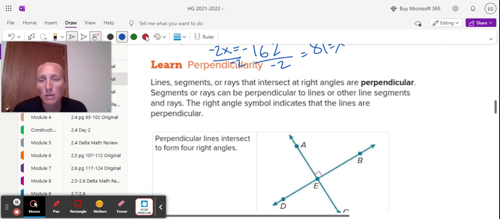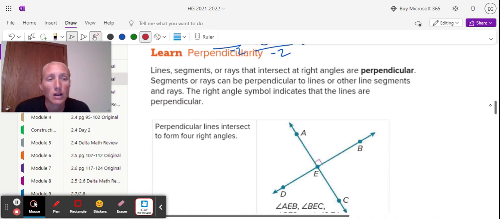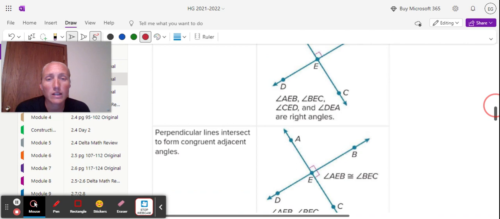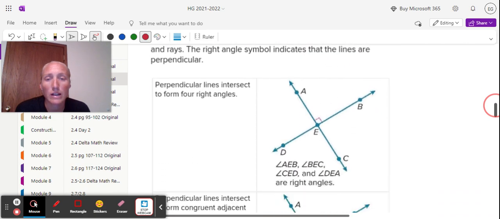The next term that comes up is perpendicularity. That's a fun one to say. But lines, segments, or rays that intersect at right angles are perpendicular. So angles are not perpendicular, but the lines, segments, and rays can be. Segments or rays can be perpendicular to lines or other line segments and rays. The right angle symbol indicates that lines are perpendicular. So if you see that right angle symbol in a problem, that can tell you that you have perpendicular lines.